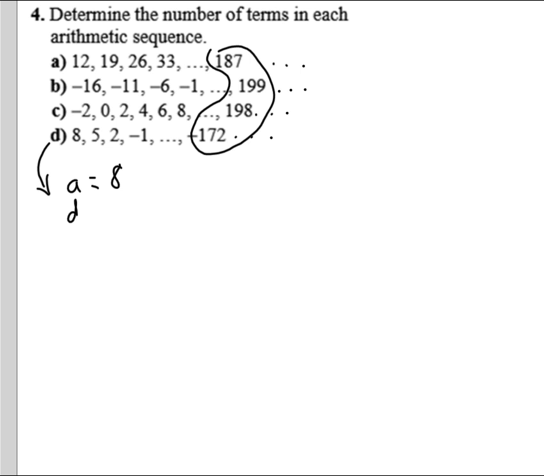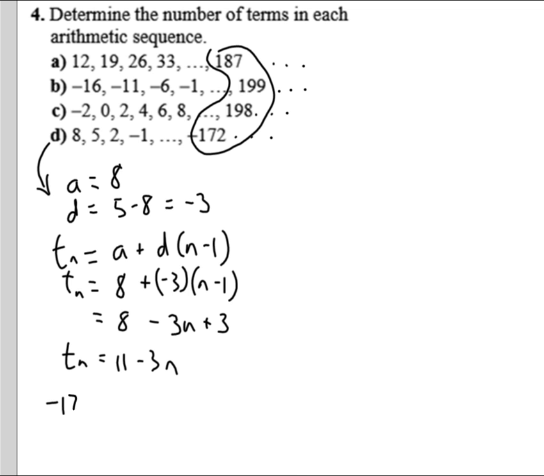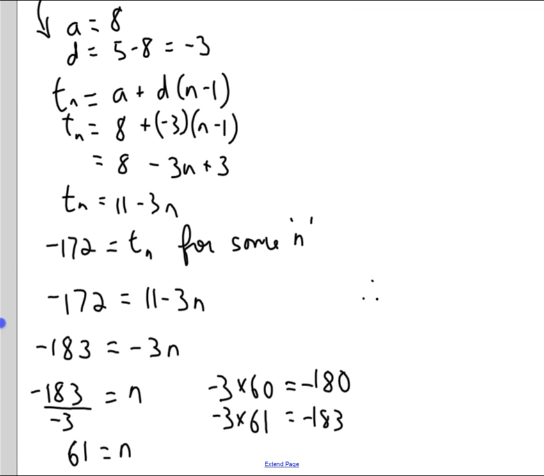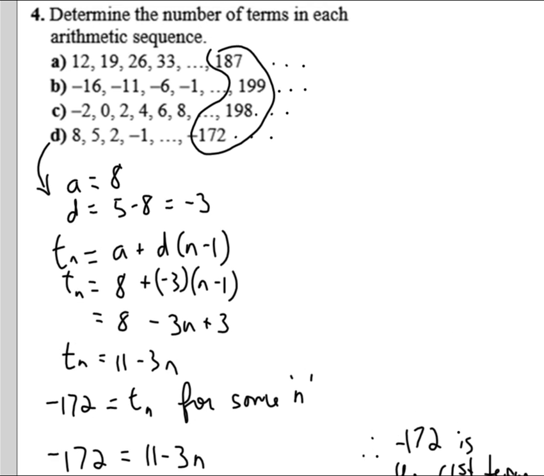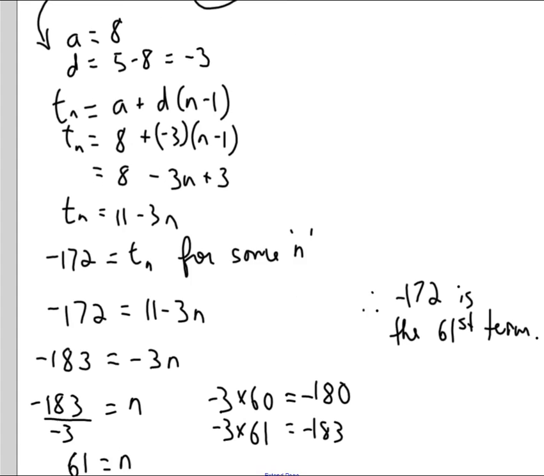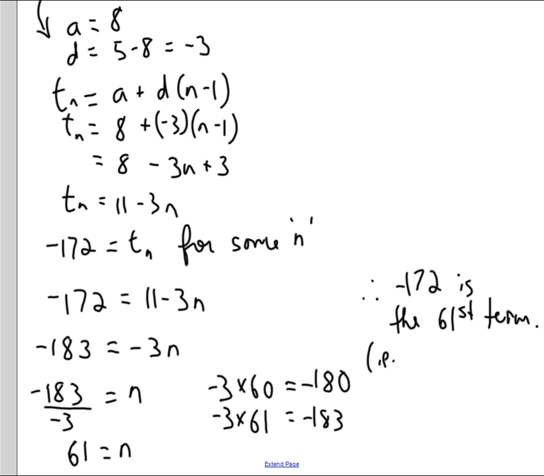First term is 8. The common difference is the difference between consecutive values, which is negative 3. Let's say for negative 172. So therefore, negative 172 is the 61st term. And that's what I was trying to determine. I could say that there are 61 terms in the sequence.